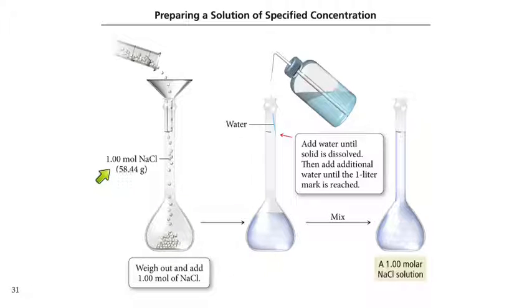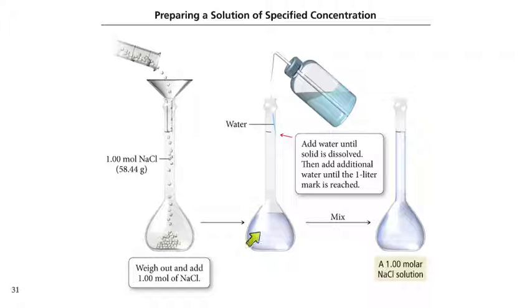You do a molar mass conversion there. So 1 mole of sodium chloride would be 58.44 grams of sodium chloride. And you measure that on the balance. And then you put that into a flask that will hold the correct amount of liquid. Here we want a liter of solution, and so we're going to use a 1 liter flask.